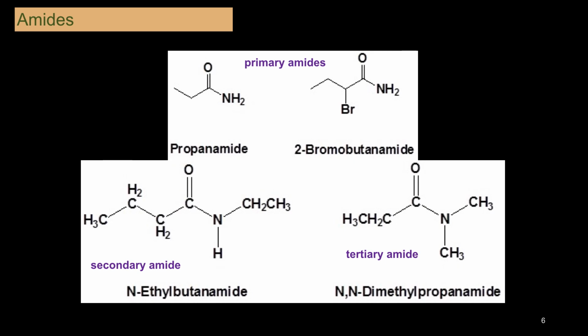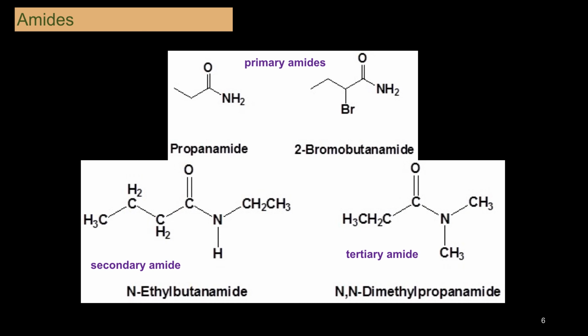Amides are hydrocarbons which have a carbonyl carbon attached to a nitrogen. The suffix is set by the length of the carbon chain that begins with the carbonyl carbon. If the nitrogen has 2 hydrogens attached, it is a primary amide. If it has 1 hydrogen attached, it is a secondary amide. If it has no hydrogens attached, then it is a tertiary amide.